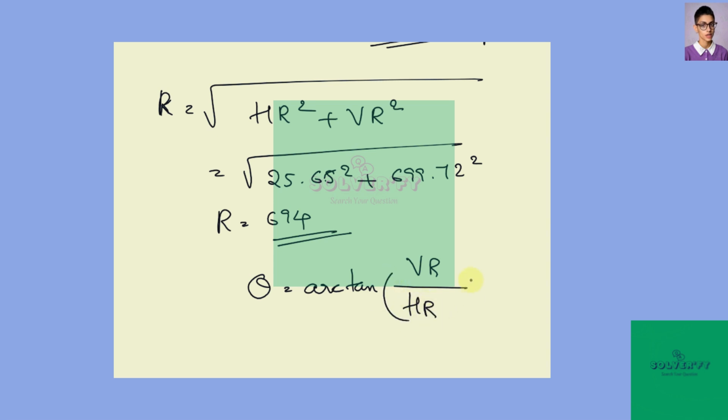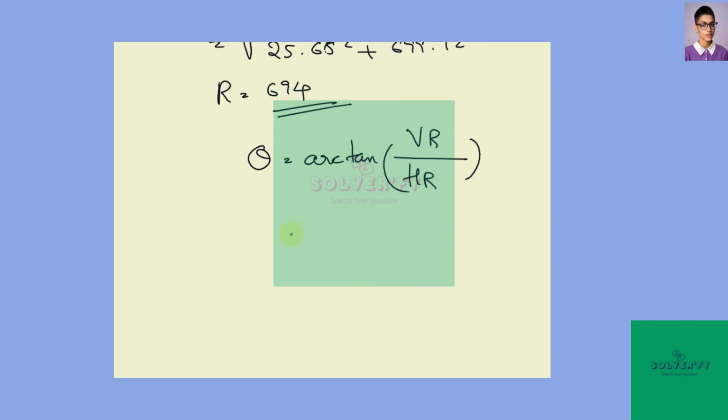Now to find out the direction theta, it is equal to arc tan of the vertical resultant divided by the horizontal resultant. It will be equal to arc tan of 699.72 divided by 25.65.